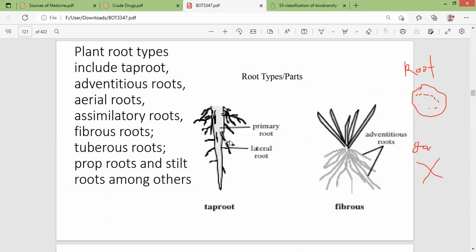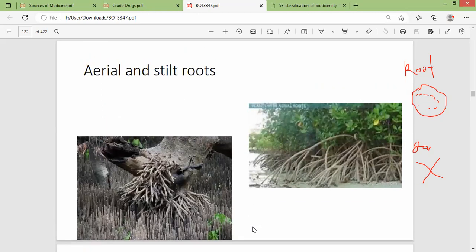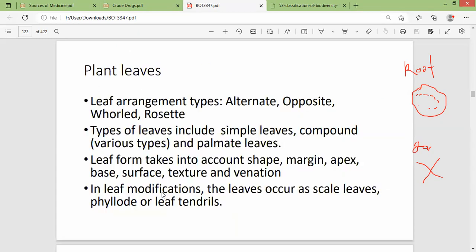Then we were talking about the root, taproot and fibrous. Taproot is one major root, and then it has the branches. Then the fibrous has multiple branches. And taproot again, dicot, fibrous, monocots. We have other types of roots, aerial and stilt. Aerial roots are majorly for plants that grow in water. They are there more for looking for air.